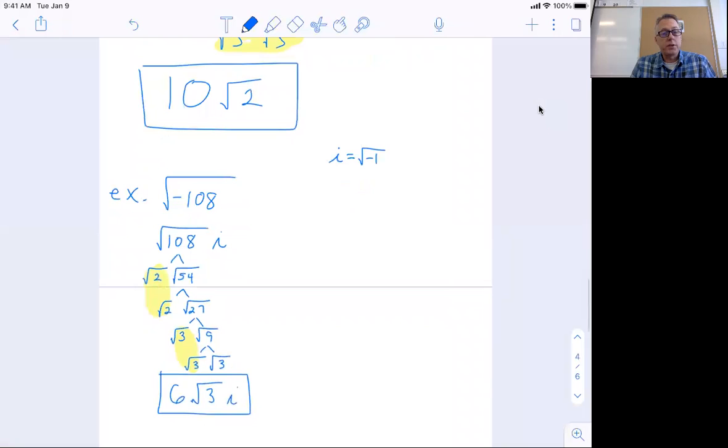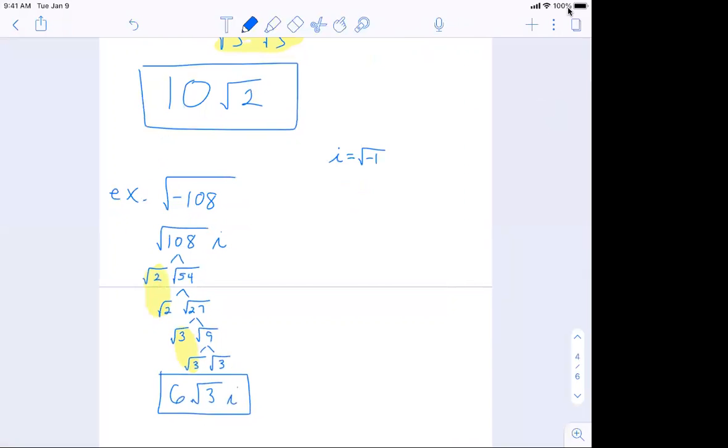All right, any questions on simplifying the radical so far? Okay, and you guys can write them in the chat also if you want to, no problem. But I'm going to roll with that and just continue to go.